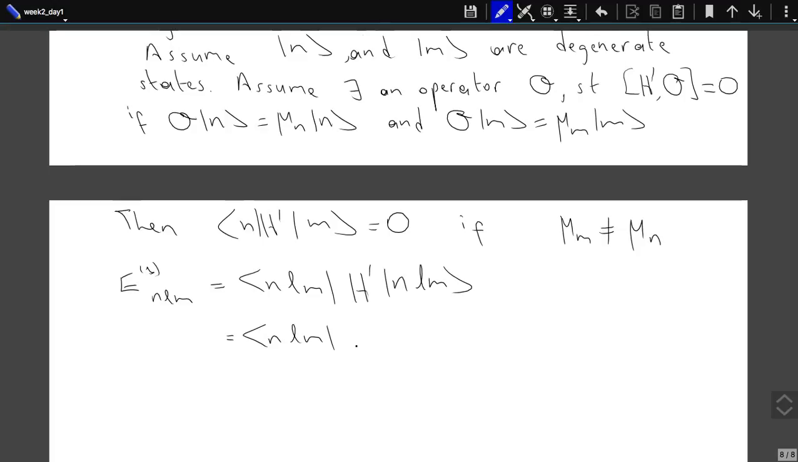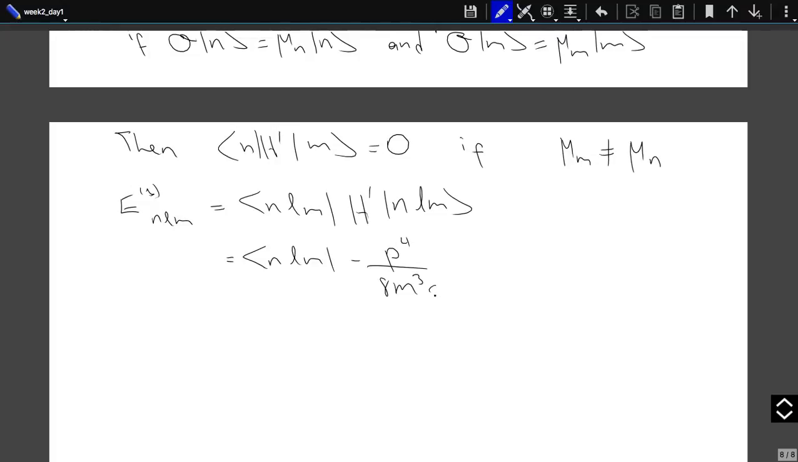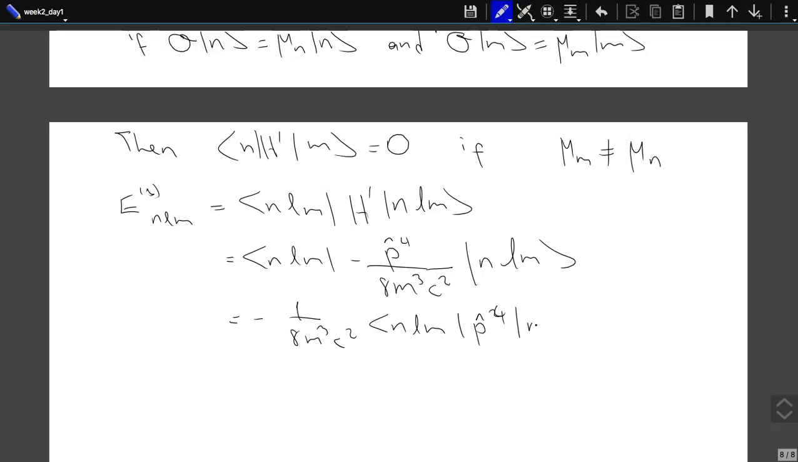Well, H prime we had calculated, it was minus p to the 4 divided by 8 m cubed c squared. Well, the book does this derivation, which I don't like. It involves p to the 4. So this is the derivation of the book.